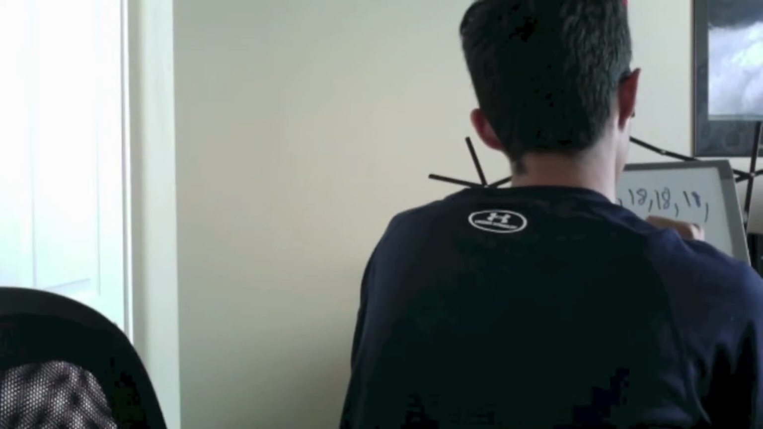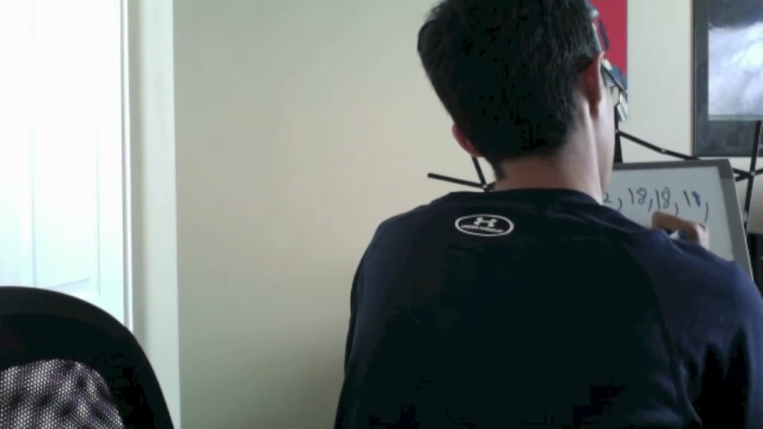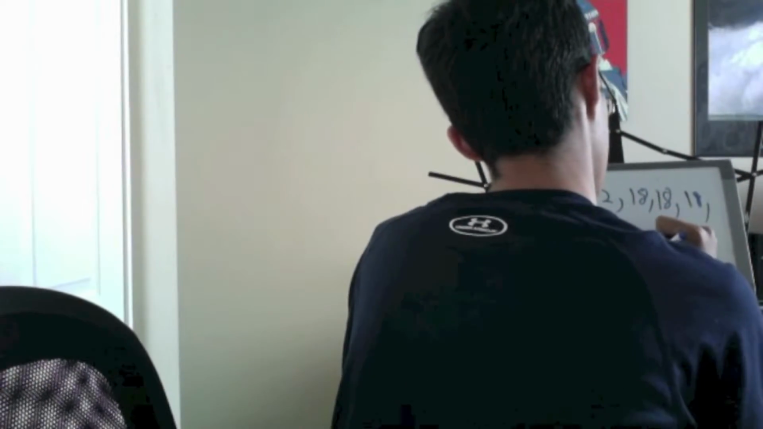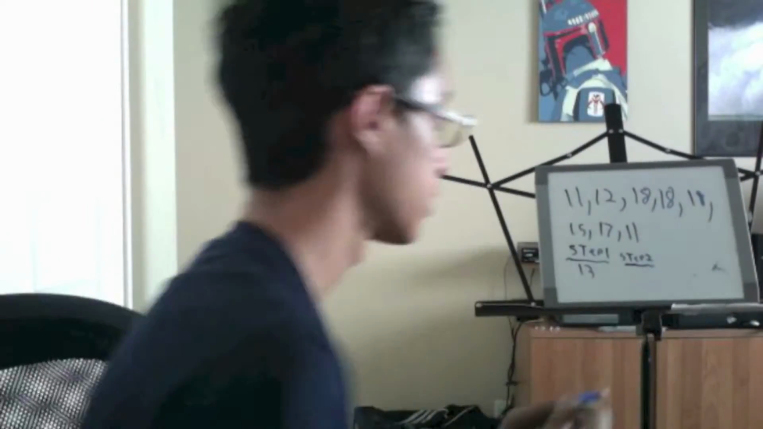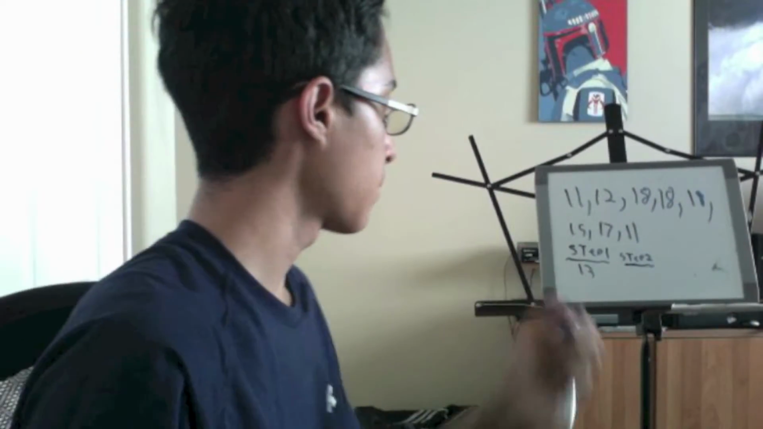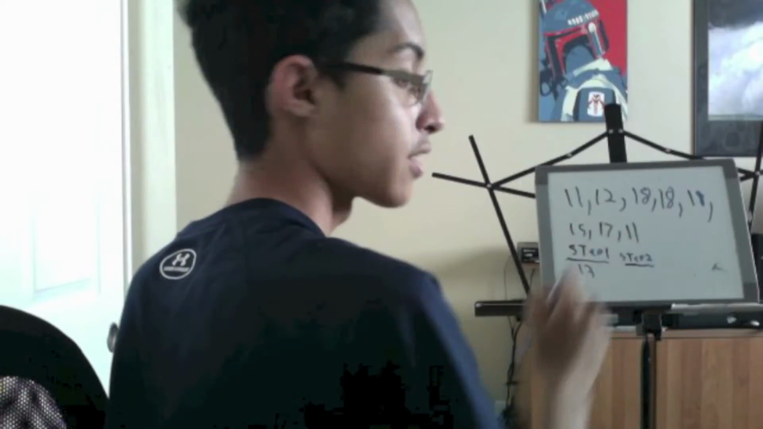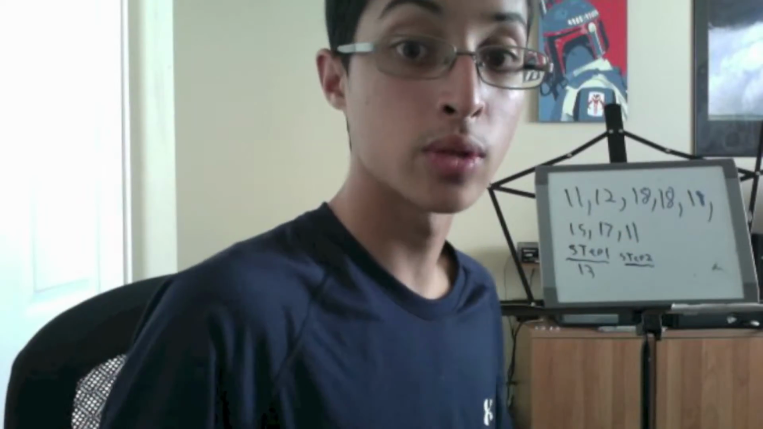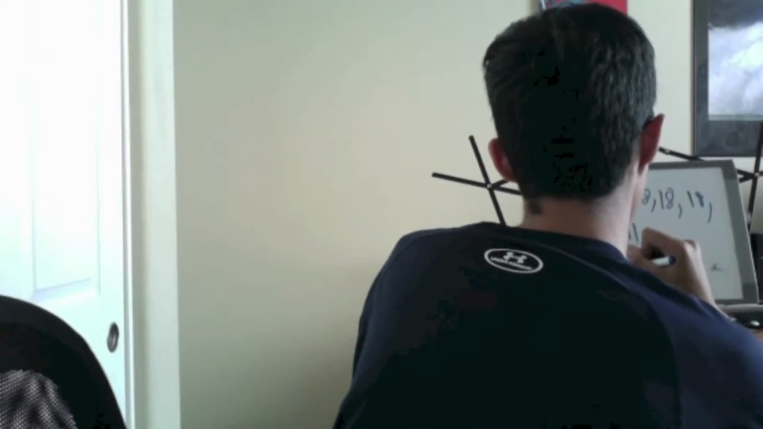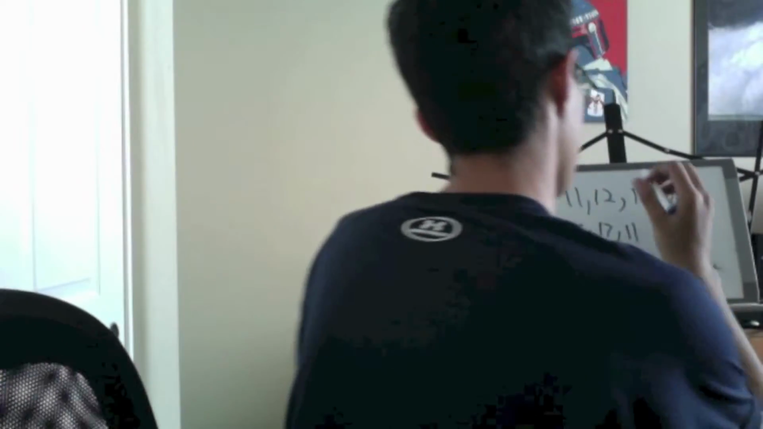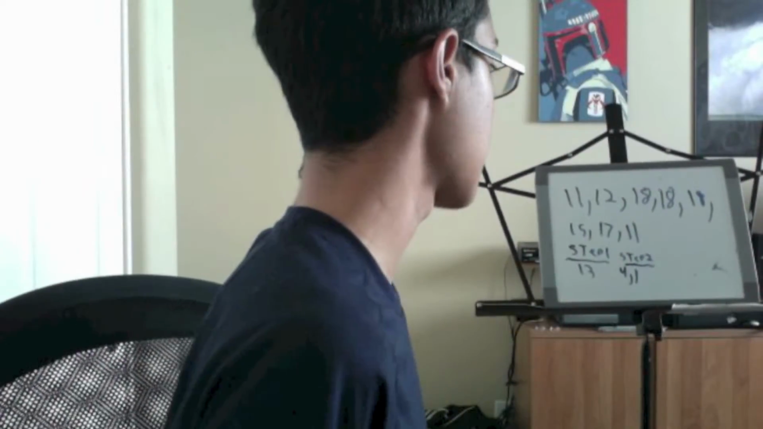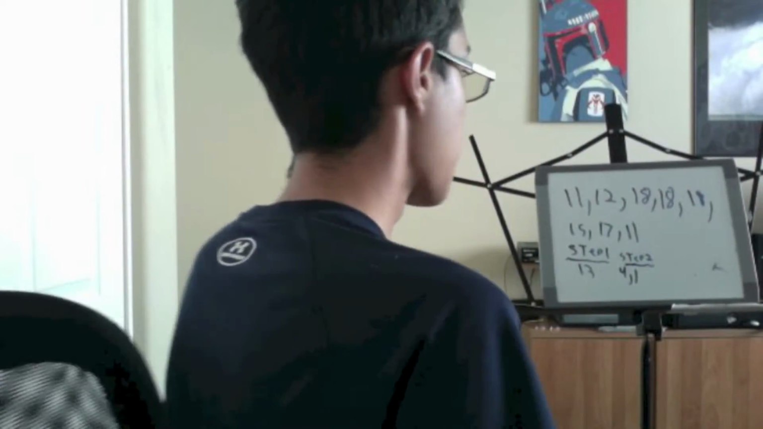Step 2. Do what I did. So, first one, 11. 13 minus 11 is 2. 2 times 2 is 4. Next one is 1, because 13 minus 12 is 1, and 1 times 1 equals 1.